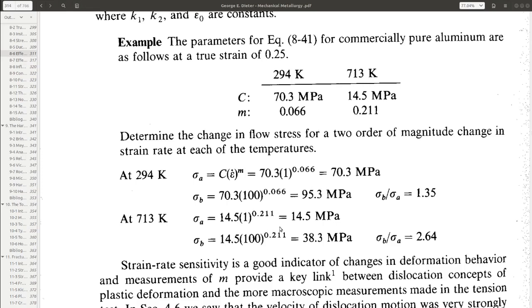Just by knowing the value of m, we can say what is the effect of strain rate for that material. So when we do the tensile test, we also need to know what strain rate we are applying in order to get our stress strain curve. So that's all about this topic.